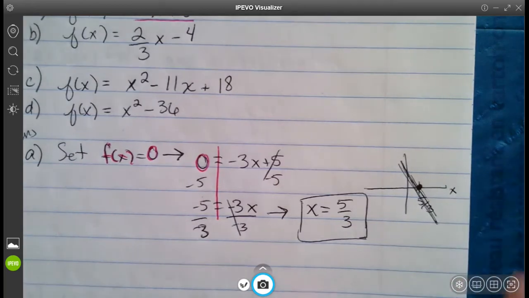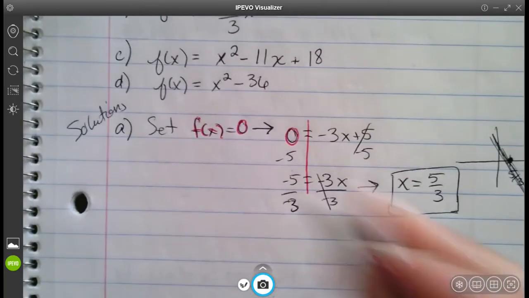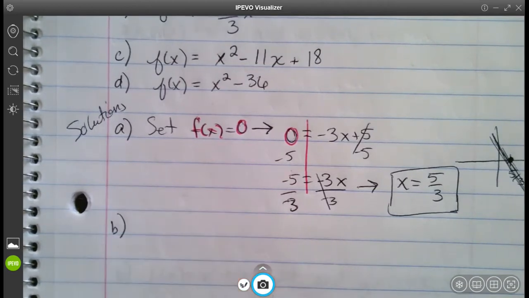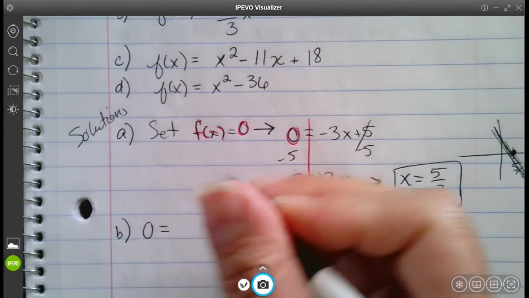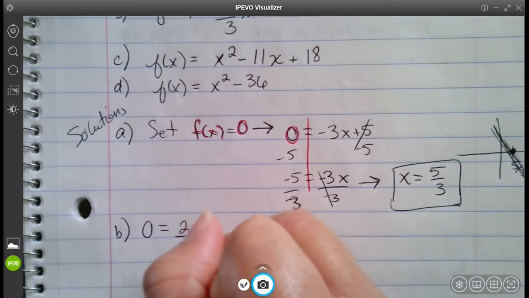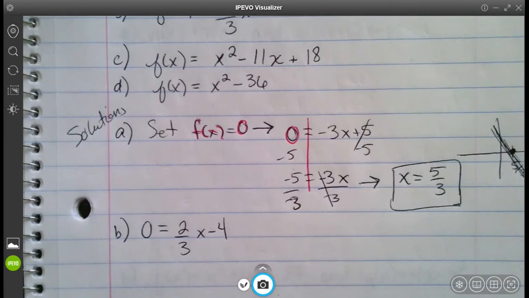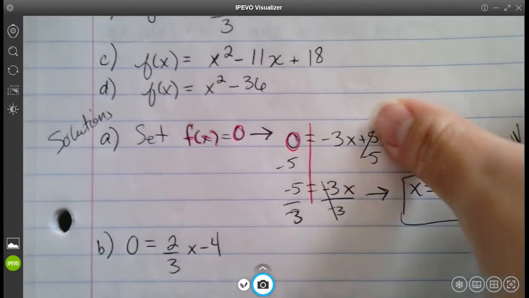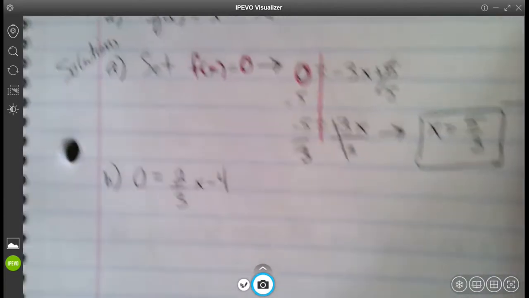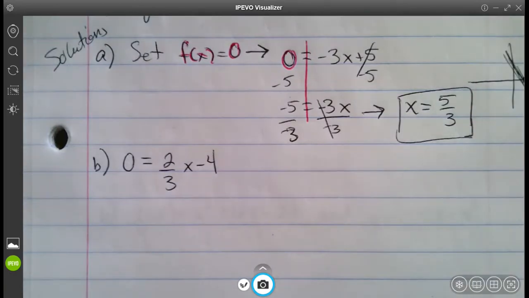All right, next one. So we're going to do the same thing, letter B, okay? And we're going to set it equal to 0. So I'm going to have 0 equals 2/3 x minus 4. And again, I'm glad we have a fraction here. I think I just kind of made this one up. It's not in the book or anything, because a lot of you have had questions about fractions. So I'm going to try to put more fraction examples in the future, just so we kind of get used to them again. If necessary, I can also do a review video on how to deal with fractions.